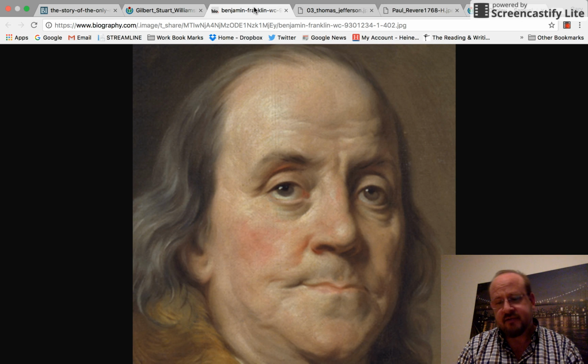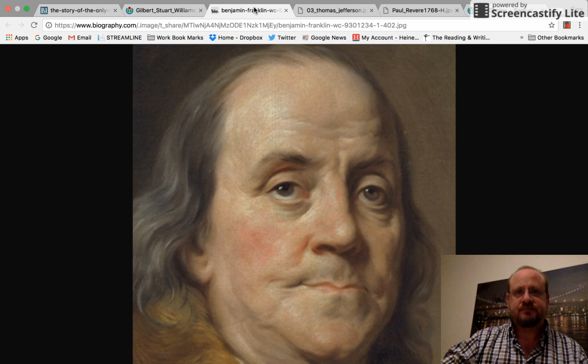He was a delegate for Pennsylvania to the Second Continental Congress, and he was one of 5 to write the Declaration of Independence.